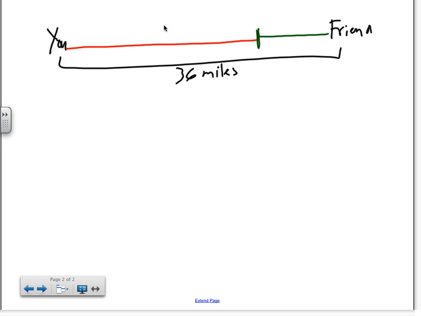But why is it I'm drawing the red line longer than the green line? This makes sense, because you're going faster, therefore you have more distance to cover. And you will likely meet your friend over on his side. Imagine this is the halfway mark. You will definitely go past that halfway mark based on how fast you travel. Okay, does it make sense?